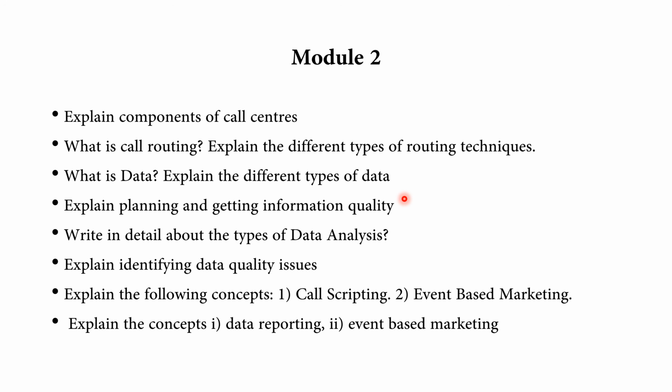Next, under module 2, explain the components of call center. Next, you can have what is called routing and different types of routing techniques. Next is all the data related: what is data, types of data. Explain the planning and getting information quality. Write in detail about the types of data analysis. Explain identifying data quality issues. Or they can even ask you concepts of what is called scripting, event-based marketing, what is data reporting and event-based marketing. That's been repeated. So these are the remaining questions that you need to cover up under module 2. You all can go through it once.